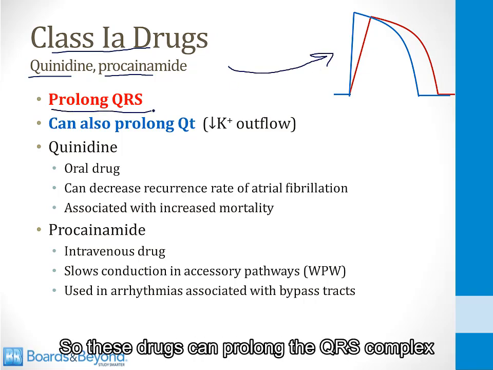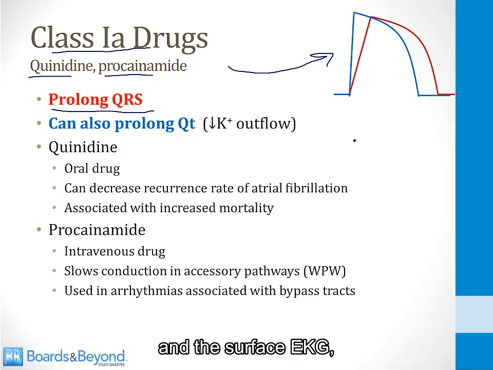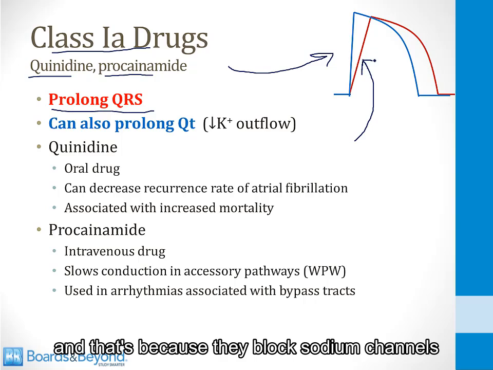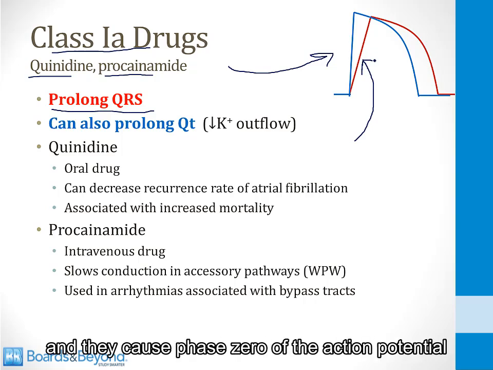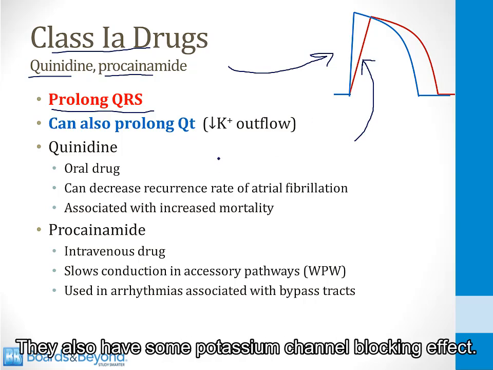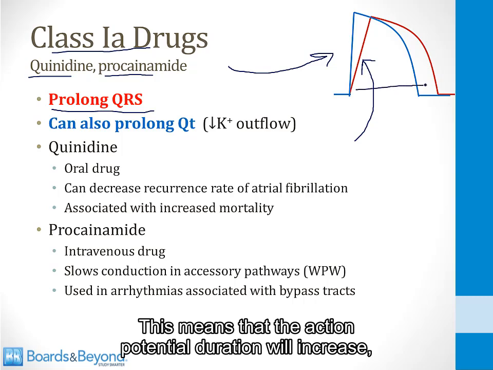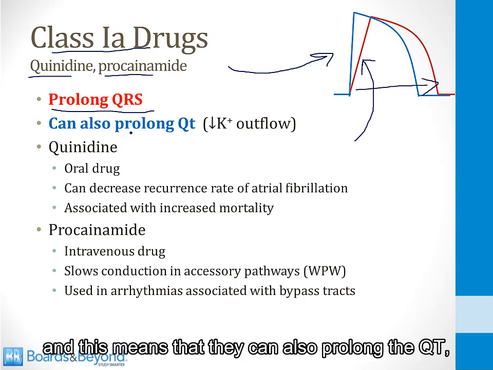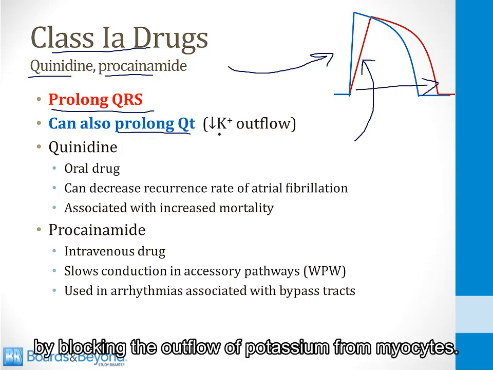So these drugs can prolong the QRS complex on the surface EKG, and that's because they block sodium channels and they cause phase 0 of the action potential to take longer to occur. They also have some potassium channel blocking effect. This means that the action potential duration will increase, and this means that they can also prolong the QT by blocking the outflow of potassium from myocytes.